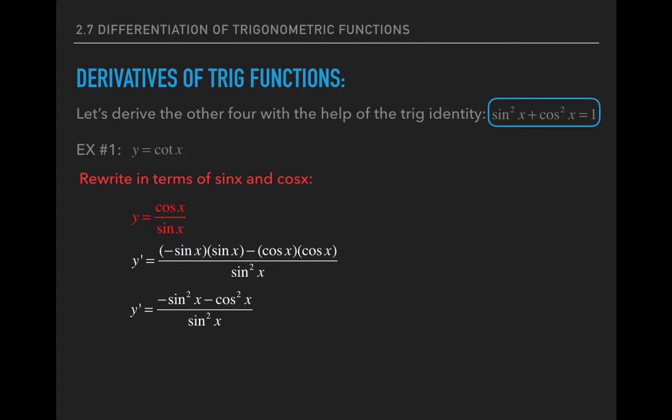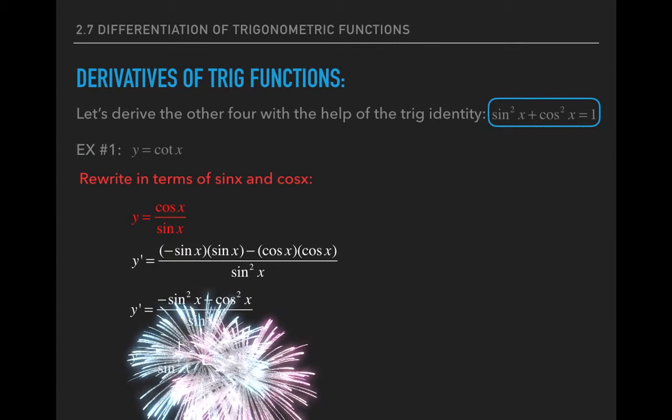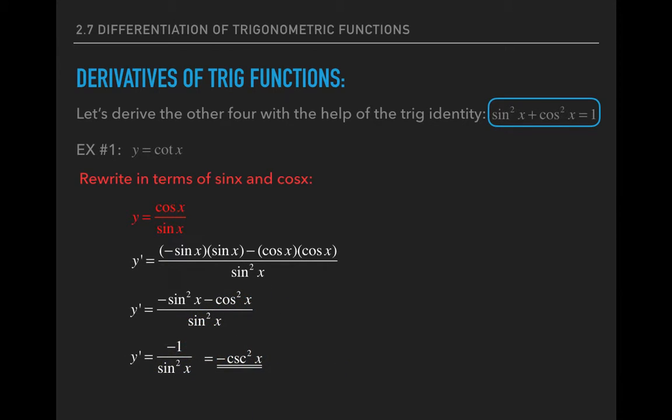If you look at that numerator, it is much like your identity, except that both the sine and cosine are negative. If we just factored out that negative, then you would have negative times 1. So that would be a negative 1 in the numerator all over sine squared x. And one over sine squared, when you take the reciprocal, is cosecant squared. So we're looking at negative cosecant squared x. That is the derivative of the cotangent function. Couple more here.